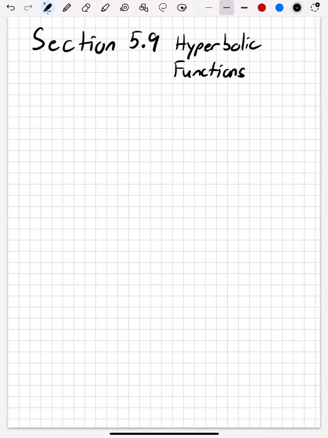All right, so for section 5.9, it's our last section in chapter 5. We're going to discuss hyperbolic functions, and this is just a brief and quick overview of hyperbolic functions. The textbook does not go into much depth because it's not the depth that you would get out of a non-Euclidean geometry course. But there are a few things that we can learn about it.